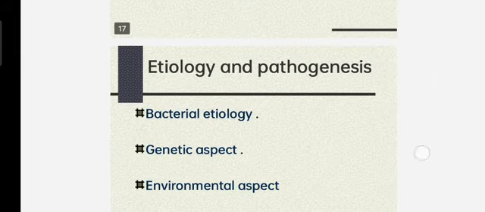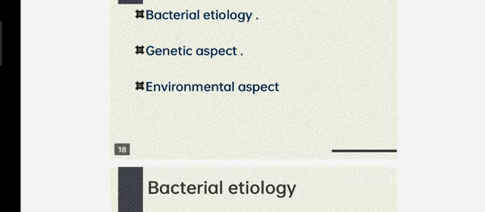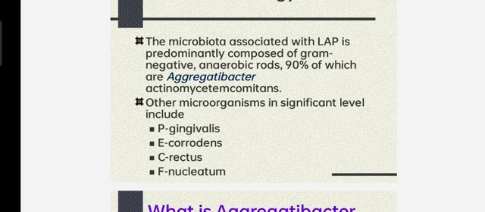Etiology and pathogenesis. Then we will be writing the etiology and pathogenesis of the disease: bacterial etiology, genetic aspect and environmental aspect. Bacterial etiology: the microbiota associated with localized aggressive periodontitis is predominantly composed of gram-negative anaerobic rods. 90% of them are Aggregatibacter actinomycetemcomitans.